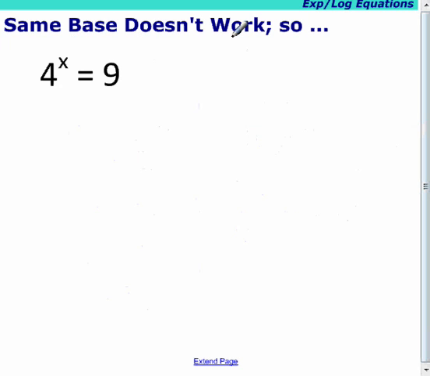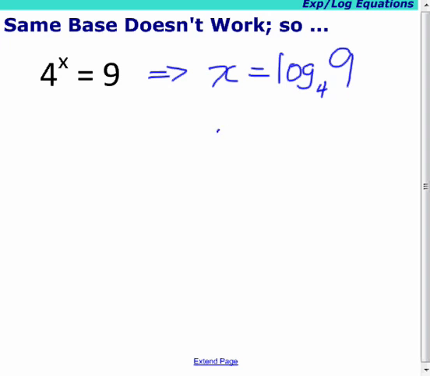Now, what happens if the same base thing doesn't work? So 4 to the x is equal to 9. I can't express 9 as a power of 4. 4 squared is 16. 4 to the first is 4. Not going to work. So what are some things that I can do? Maybe I can change this form from exponential form to logarithmic form. What would that look like? Well, x, the exponent, is equal to log, my base is 4, of 9.